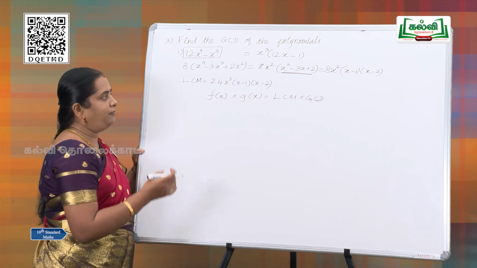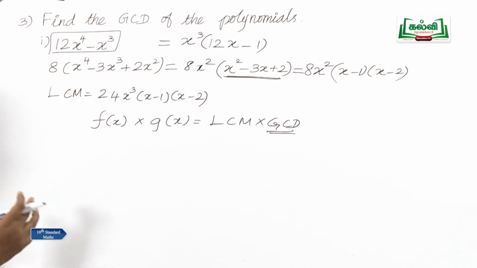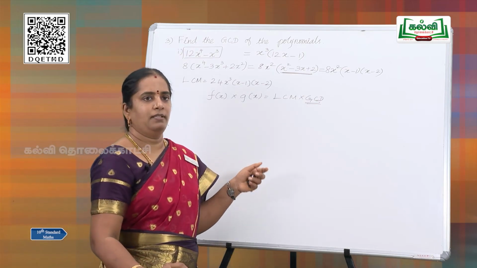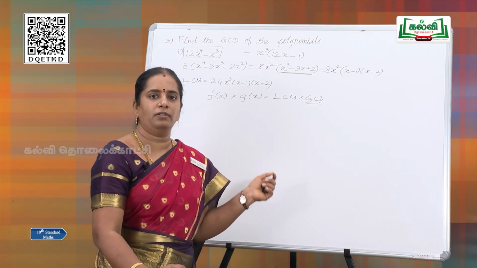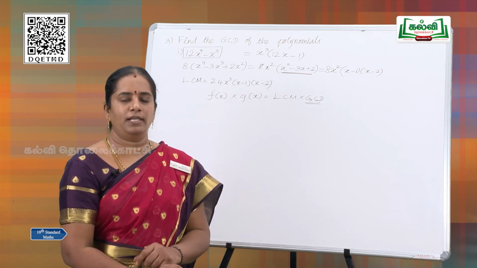Substitute all these and find the GCD of these polynomials. Can you do this sum? Yes. So, I have not completed this sum. You are going to complete this. Let us move on to the next subdivision.